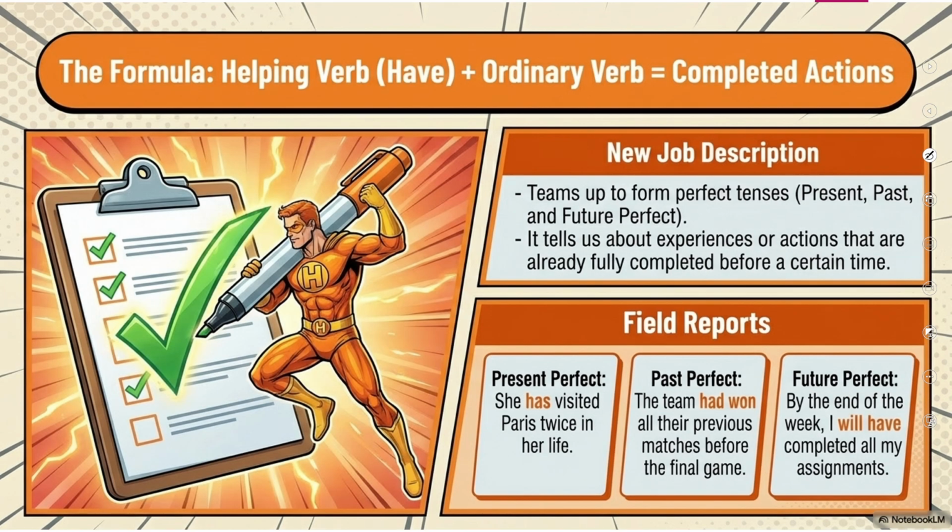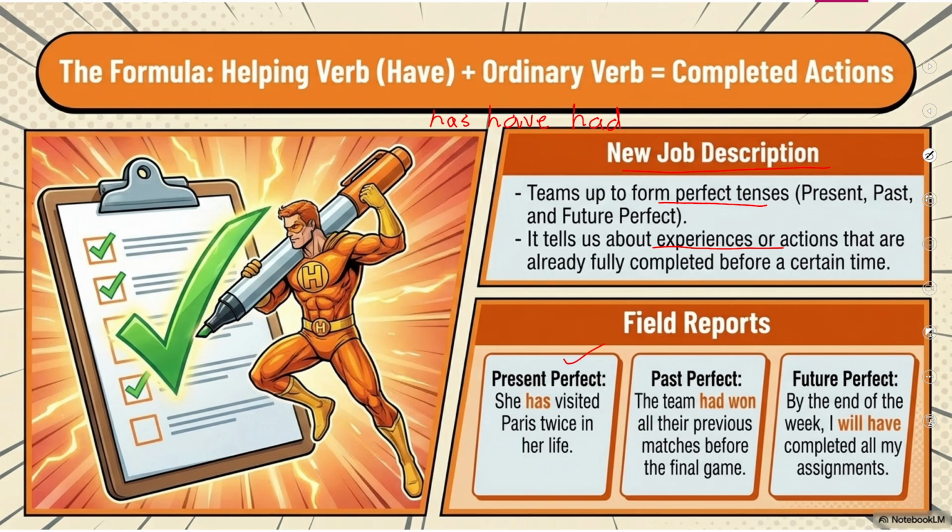Here we have a new job description for has, have and had, which we have previously studied as a main verb. Now the new job is to team up to form perfect tenses, present, past and future perfect. It tells us about experience or actions that are already fully completed before a certain time.